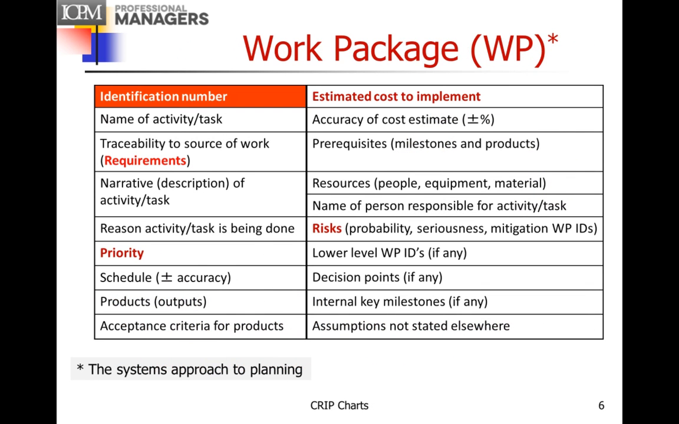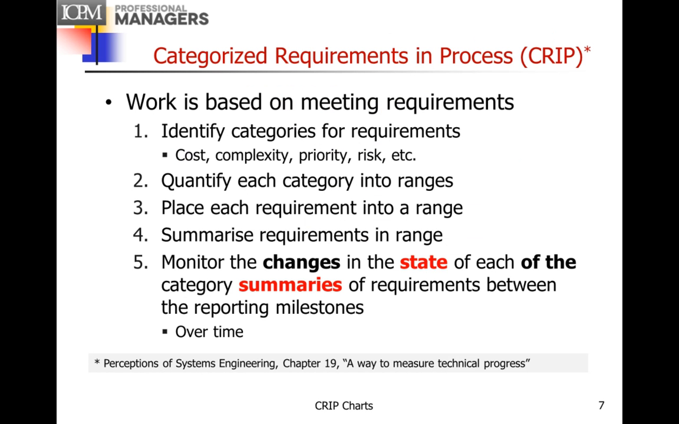Now, one of the things I talked about in the system approach to planning video that hopefully you've seen, if not, take a look at it, is a work package in which not only do we identify the work, as in the traditional work breakdown structure, but it has a few other things in it, including traceability to requirements, which is what we need, priority of the work package, which traces back to the priority of the requirements, estimated cost to implement, and the risks. So all these are attributes of a requirement in a sense.